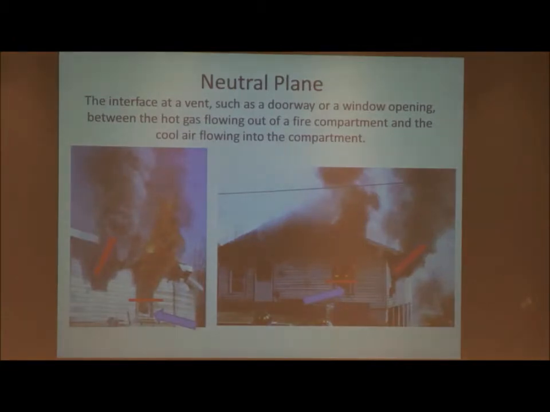So we talked about neutral plane a little bit. Here's some examples in some structure burns. Here's the neutral plane in this window. Hot gas is going out the top and fresh air going in low, so this is a bi-directional vent. Only the upper portion of this window has failed, and so that's a unidirectional vent, full exhaust, because the level of that opening is above the level of the neutral plane.